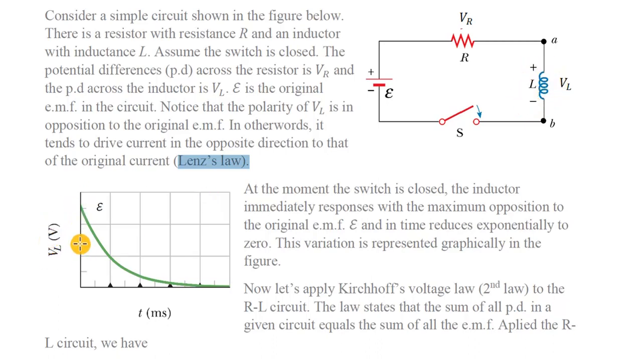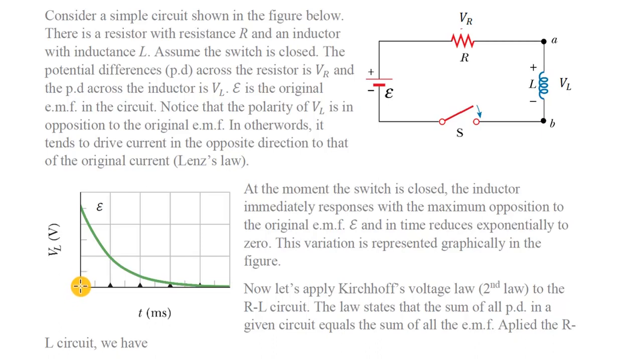I have a simple graph here. We have time on the horizontal axis, and we have the voltage across the inductor on the vertical axis. Immediately we close the switch, that's when we start measuring time. Time is 0, immediately we close the switch.